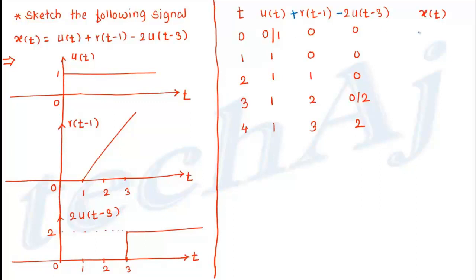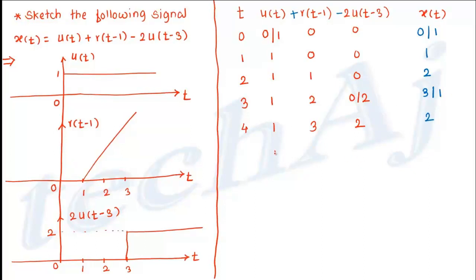Now while performing the operation, let's consider the initial value and then the final value. So 1 plus 0 minus 0 will be 1, 1 plus 1 is 2, minus 0 will be 2, 1 plus 2 is 3, 3 minus 0 is 3, 1 plus 2 is 3, 3 minus 2 is 1, 1 plus 3 is 4, minus 2, that is 2.